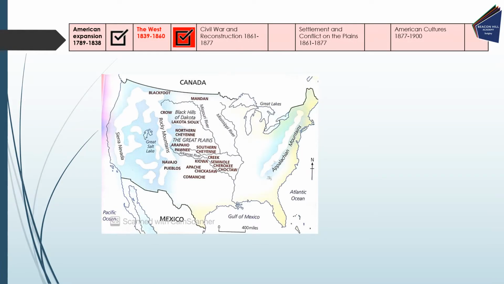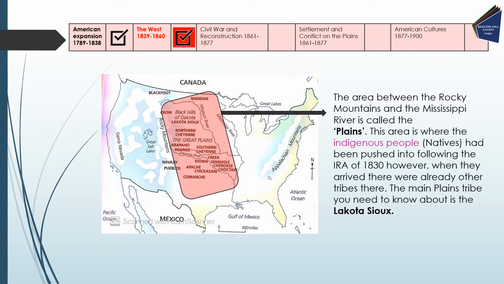So just as some contextual information for you, when we are speaking about the West, 1839 to 1860, our second theme, we need to know about the plains, and this is the area between the Rocky Mountains and the Mississippi River. So this is the area where the indigenous people had been pushed into following the Indian Removal Act of 1830. However, when they arrived there were already other tribes there. These Plains Indians were groups such as the Lakota Sioux, and they are the tribes that you need to know about for this second theme.